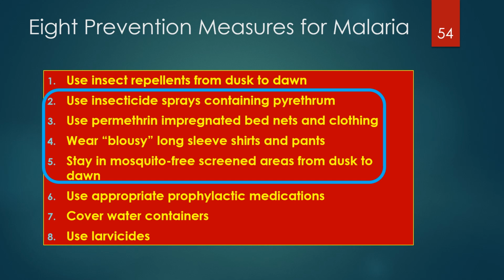3. Use permethrin-impregnated bed nets and clothing. Permethrin binds to fabrics and will continue to repel mosquitoes even after several washings. 4. Wear blousy long-sleeve shirts and pants. 5. Stay in mosquito-free screened areas from dusk to dawn.